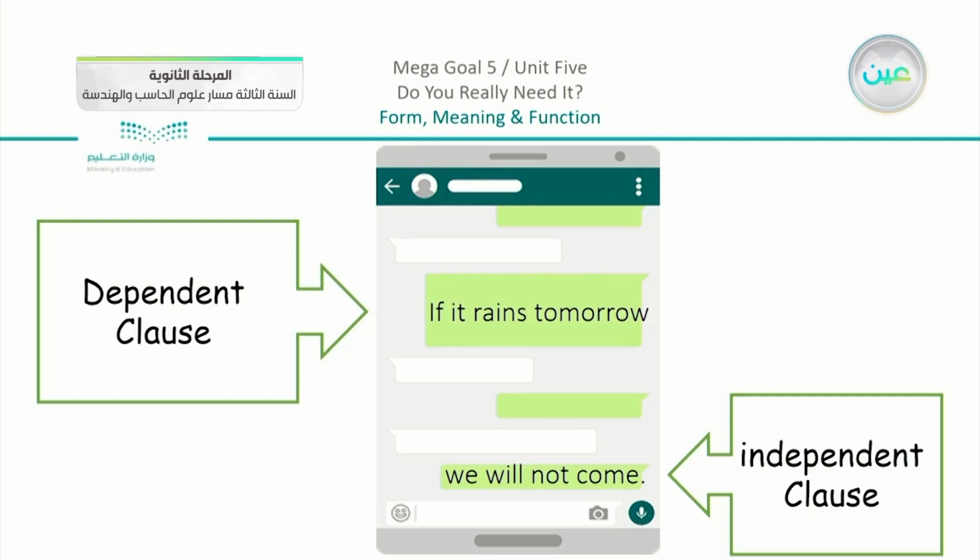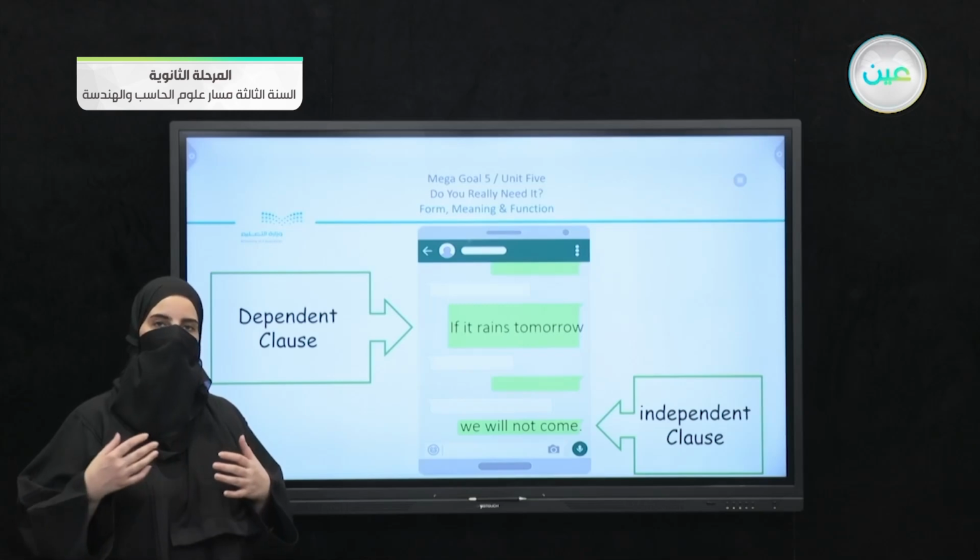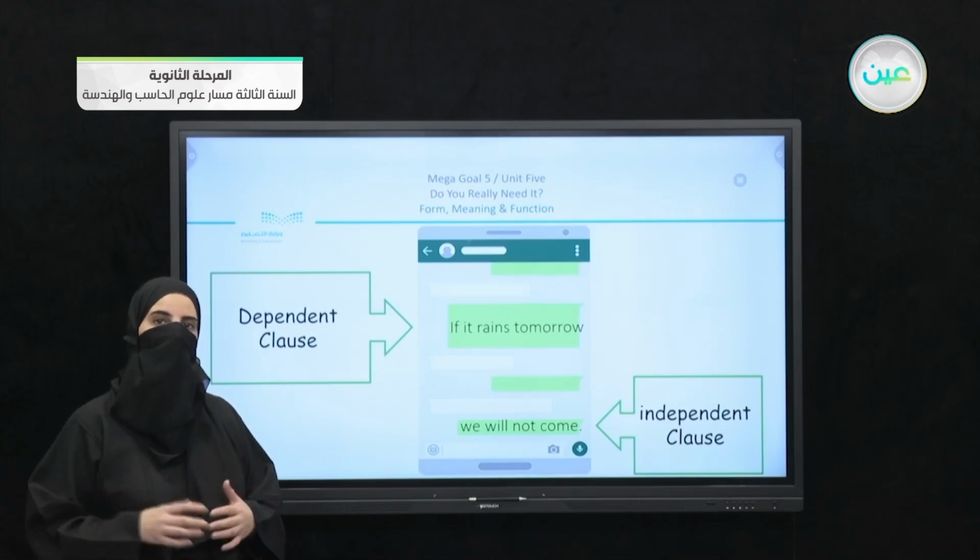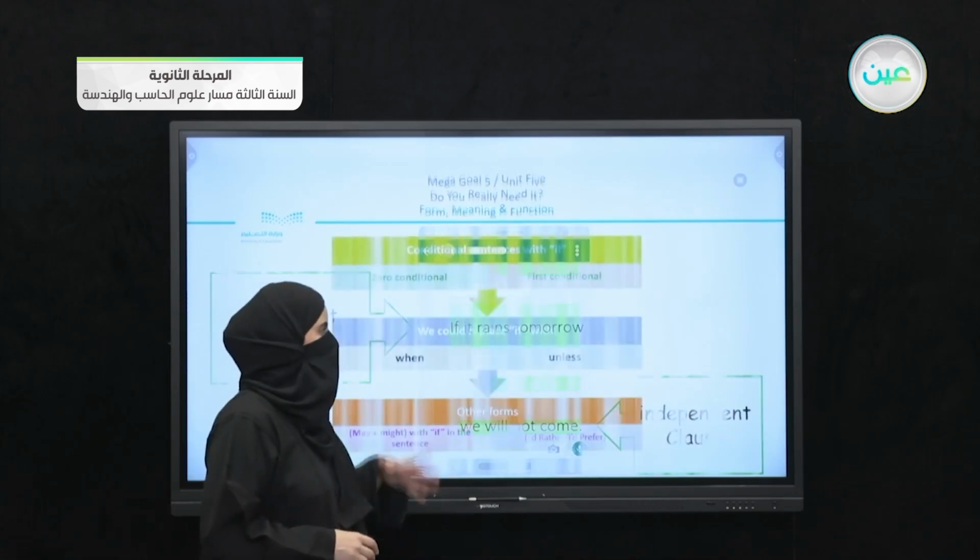Now we do have the main clause that is an independent part, or it gives you a complete meaning. And we have here the if clause is like the adverb clause. They are dependent clauses and they do not give a complete meaning by their own. So we're going to move on and see what we have here.